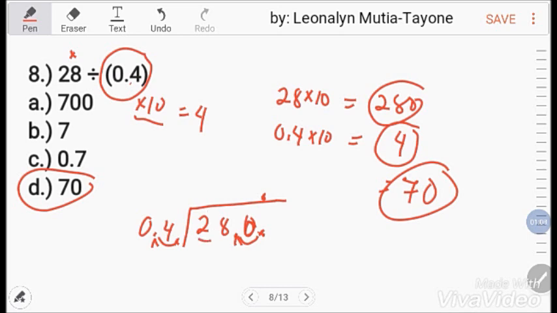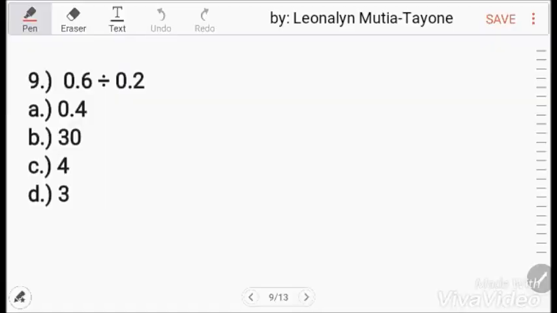So, 28 divided by 4, that is 7. 7 times 4, 28. So, bring down ng 0. 0, kasi mayroon pa siyang space, 0 naman tayo. So, itaas mo na lang yung 0. And our answer will be 70.